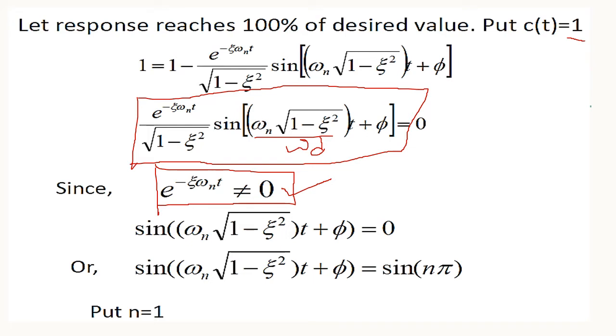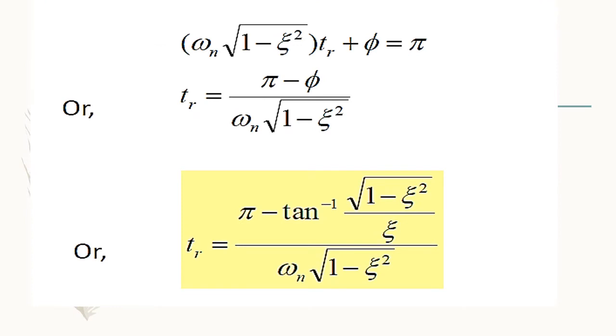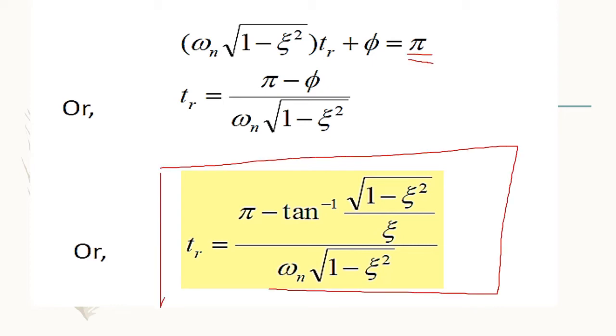So what is the other term we have? The other term we have is sine omega dt plus phi is equal to 0. So I can put n value as 1. So we get the equation omega n root of 1 minus zeta square tr plus phi is equal to pi. So the final equation that we get is tr is equal to pi minus tan inverse root of 1 minus zeta square divided by zeta, the whole divided by omega n root of 1 minus zeta square.